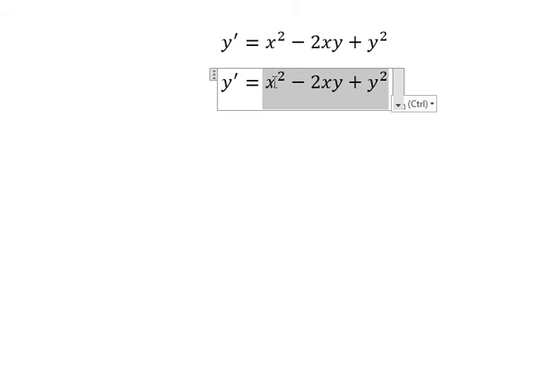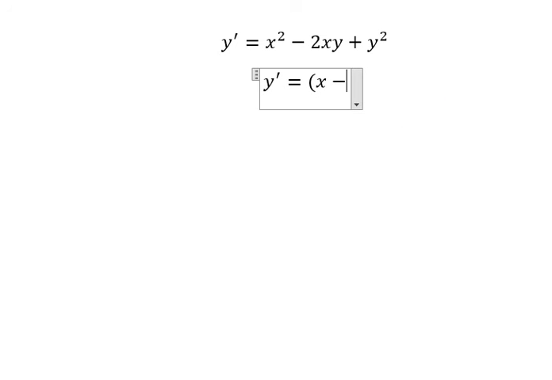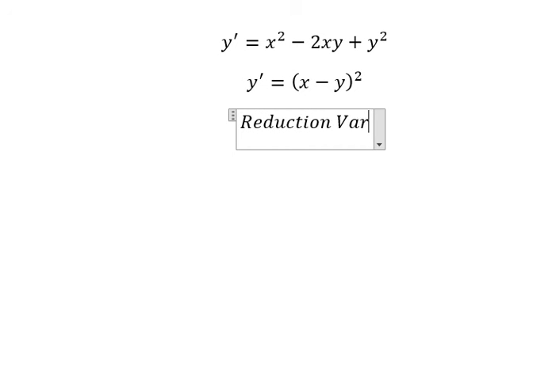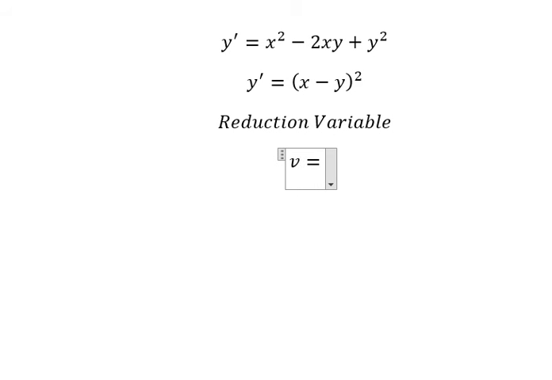This one is about identity. We can put in x minus y to the power of 2. Next, we can use reduction of variable. So I will put v equals x minus y.